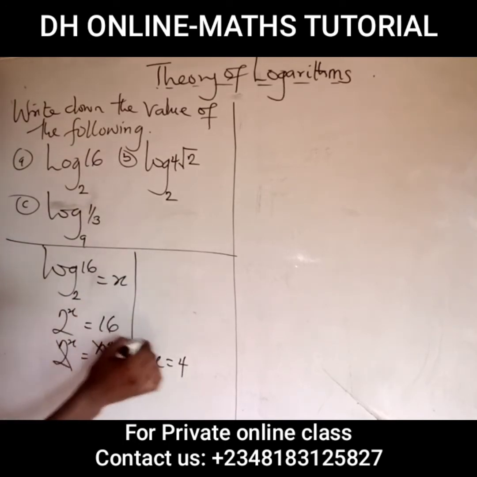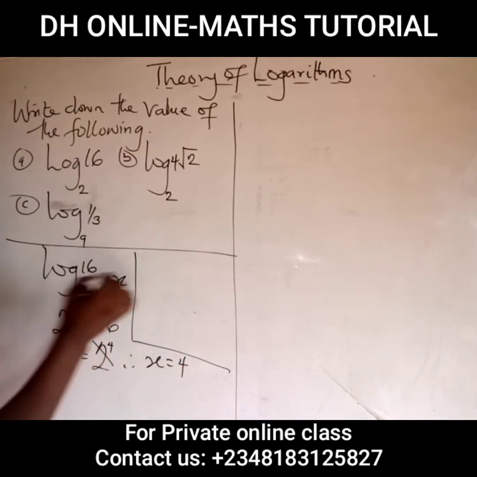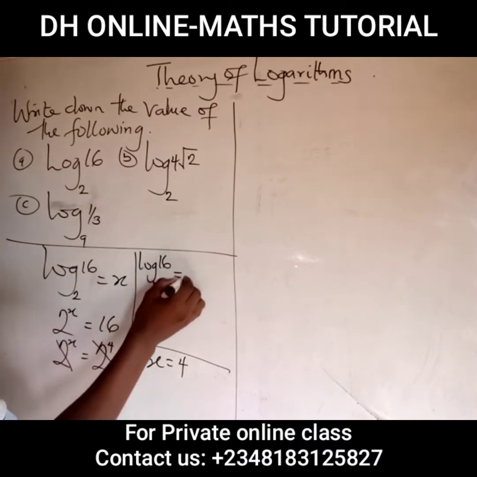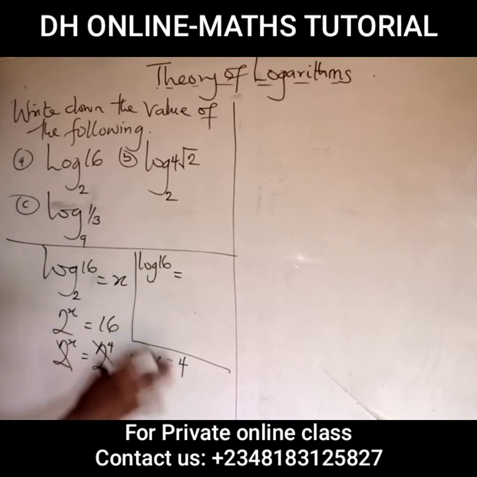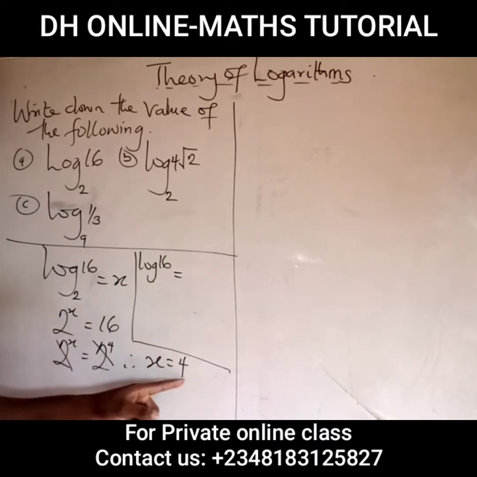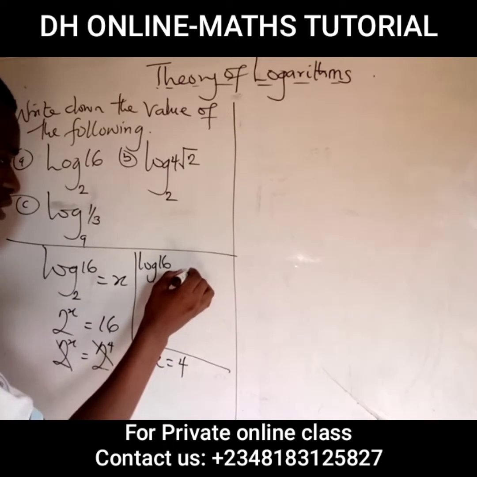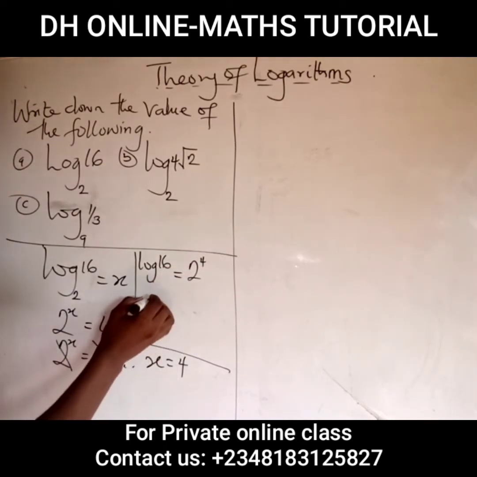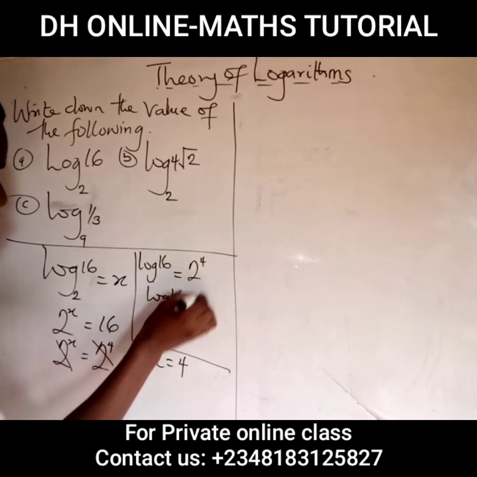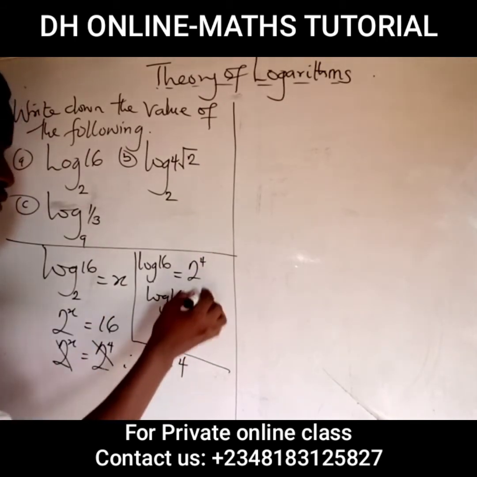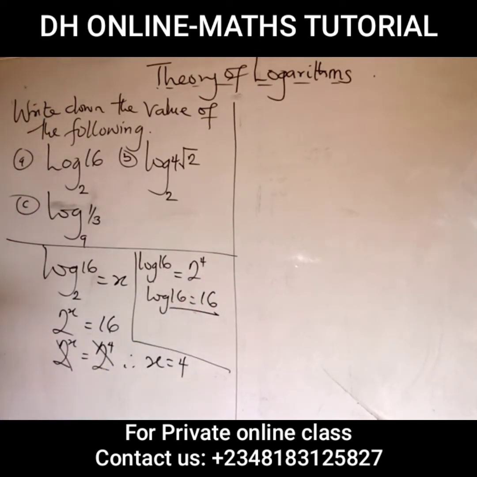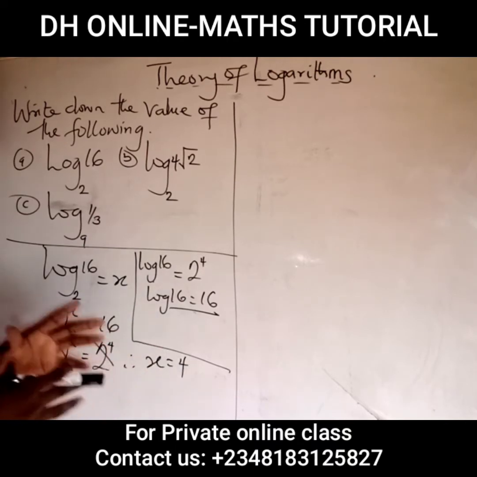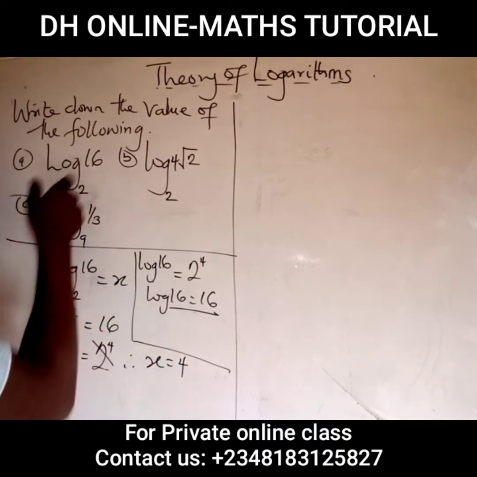So to check, since I'm having log 16 base 2, x is considered to be 4. So I will put this 2 here now. That's 2 to the power of 4. So that means I'm having log 16 equal to 4, because 2 to the power of 4 is 16. So we are balanced. That's why they say the logarithmic equation must be corresponding. You get it now? So the next question now is what?